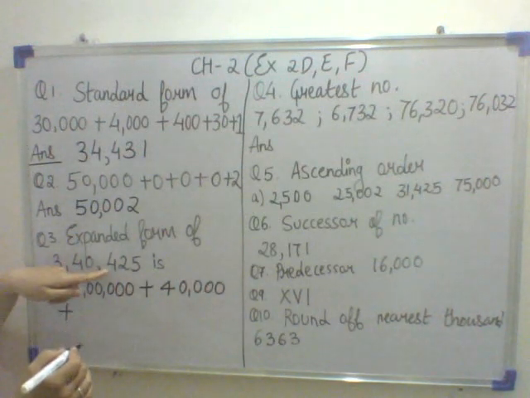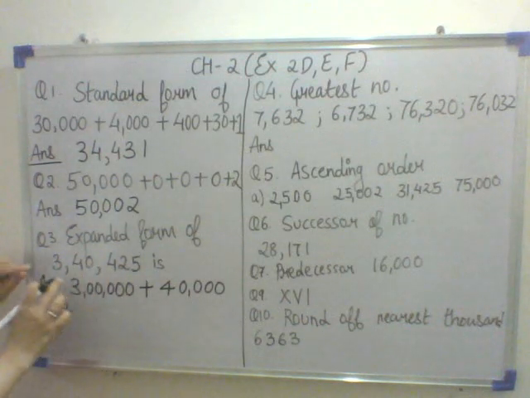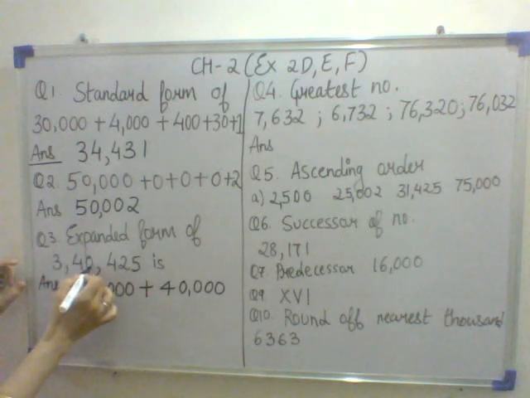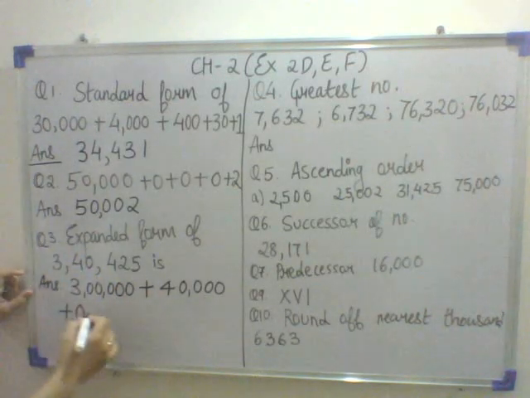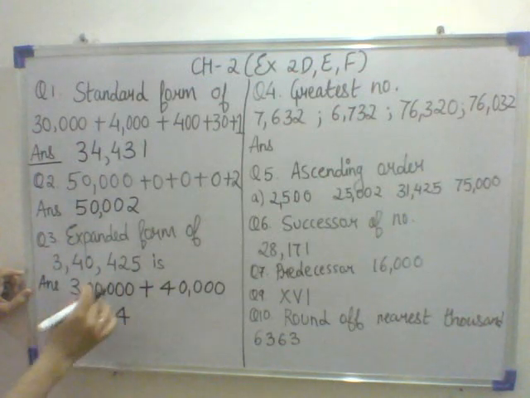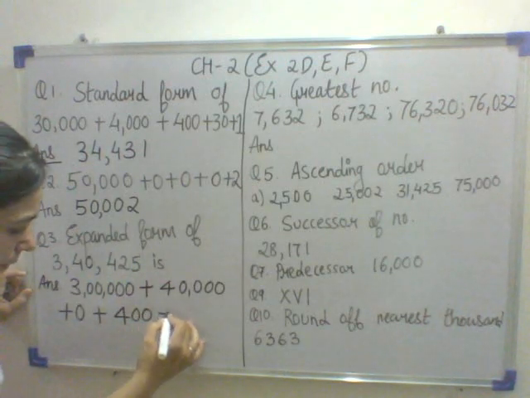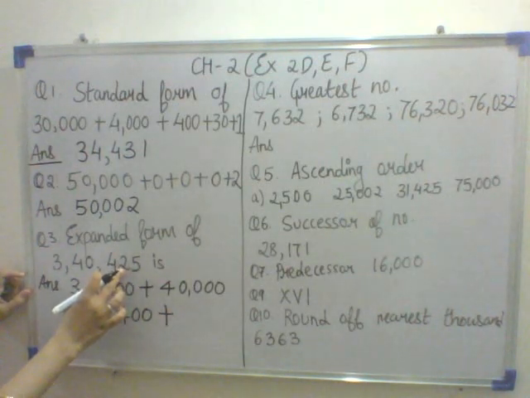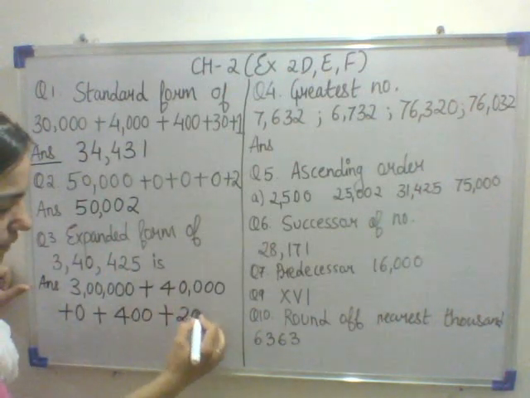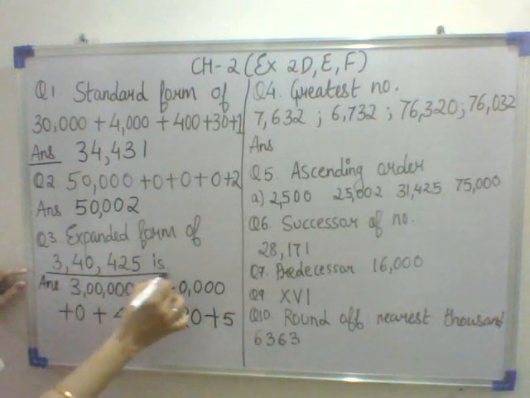Plus, next number. We have done 3, then we have done 4, the next number is 0, so we will write only the 0 and leave it as it is. The next is 4, so I will write 4. After 4, how many digits? 2, so 400 plus, next is 2. After 2, how many digits? Only 1 is there, so 20 plus 5. So this is the expanded form of this number.